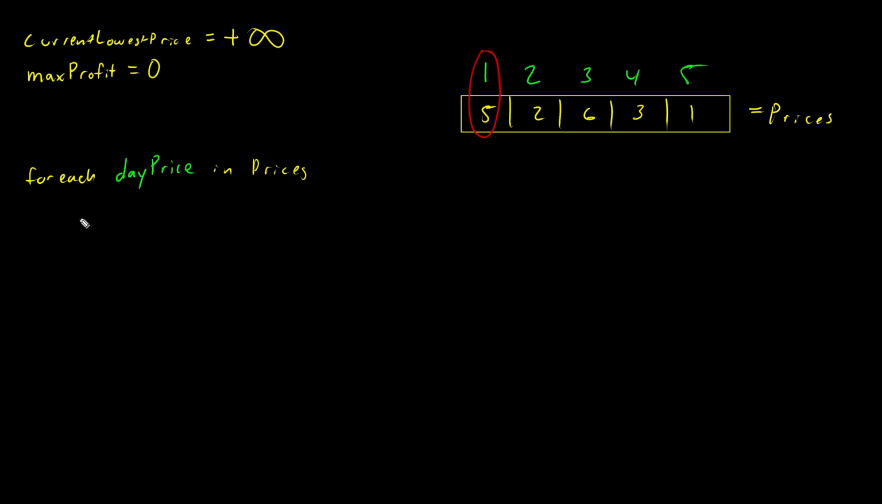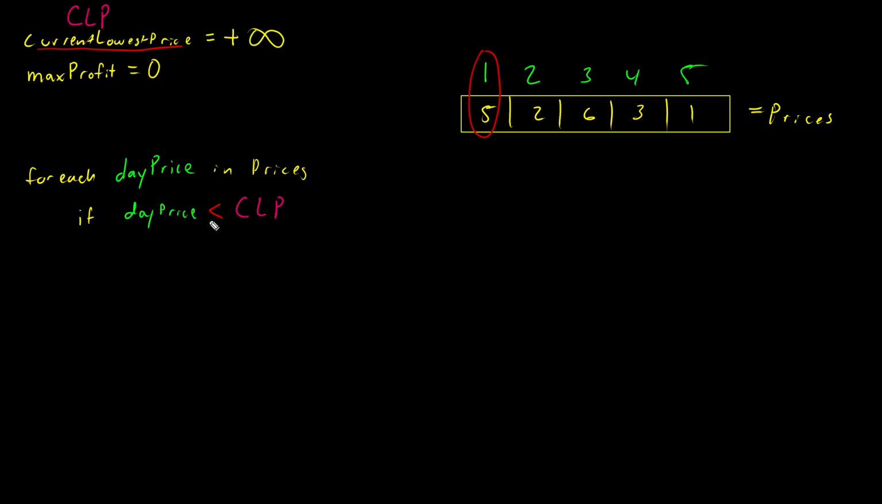Okay, and I'm going to say, if my day price is lower than my current lowest price, right? Current lowest price is up here, and I'm just going to call it current lowest price, CLP for short. If my day price is lower than my CLP, right? And this is infinity, remember, right now it's infinity.